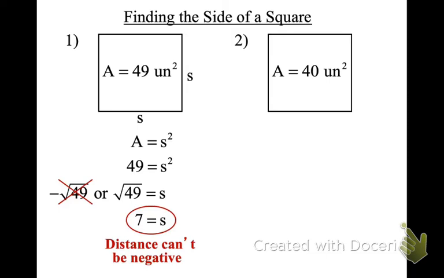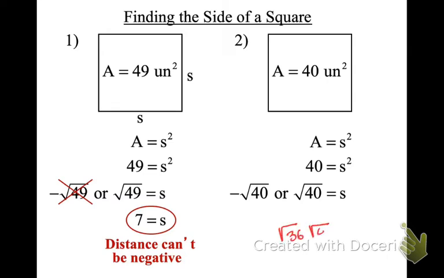Now let's check. 40 falls between 36 and 49. So it's about 9 digits away here, and here it's 4 digits. It's less than halfway, so I'm going to guess it's somewhere between 6 and 7. I'm going to say about 6.3, 6.4. Let's check our work.